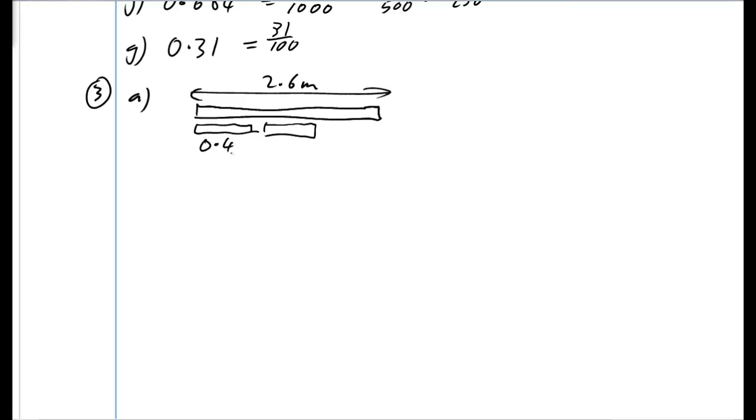So let's change it to metres. 40 centimetres is 0.4 of a metre. So we want to find out how many bits of wood, 0.4 of a metre long, you can get out of a 2.6 metre length. Well, let's have a look. You want to find out how many lots of these go into that 2.6 metre length. So it's a division sum. It's going to be 2.6 divided by 0.4, and that'll tell you how many 0.4 metre lengths will go into the 2.6 metre length. Now you can use a calculator for this.